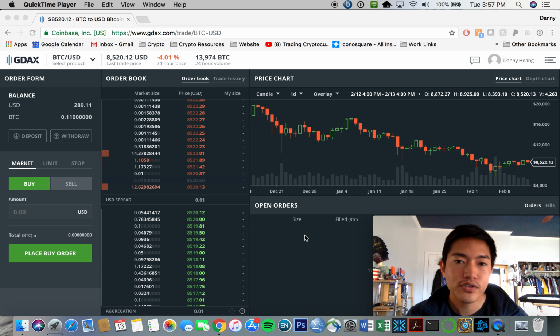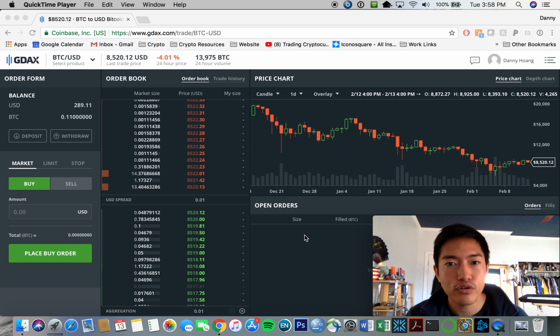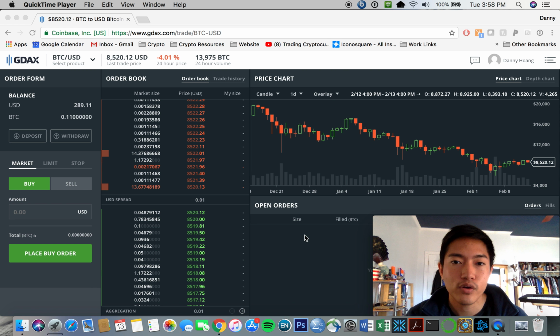So first things first, if you don't already have a Coinbase account, follow the link in the referral below to create your Coinbase account. Once you have one, it's very easy to create a GDAX account. GDAX is actually owned and operated by Coinbase, so it's a smooth transition.